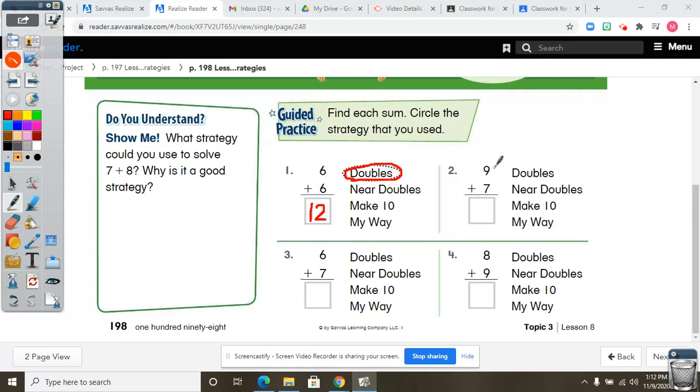Now, look at number 2. 9 plus 7. Like I said before, I see a 9. So I'm going to probably try to make a 10 because I know I'm close to 10. All right, so I'm going to use cubes again. I'm going to make my 9 cubes, just like this. Try to make the cubes a little better than what I'm doing. Okay, remember, try to keep it in the shape of a 10 frame.